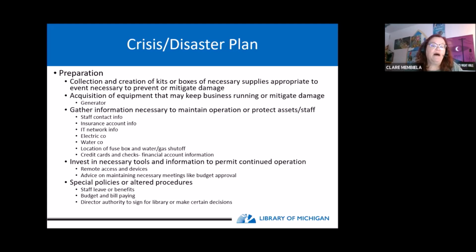And then look at your policies, and you may have to, and again, these are things that many of you have already been through, altering your procedures and policies. Staff leave and benefits. You have staff that are ill, or staff that are injured, or if it's a big disaster, their house was just destroyed and they're in no condition to come to work.